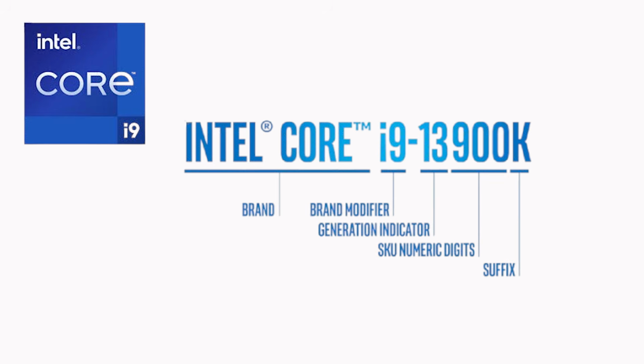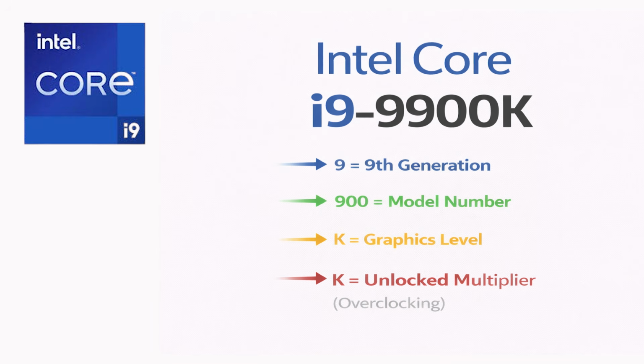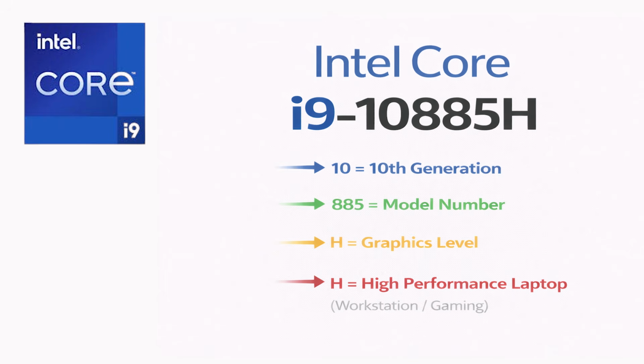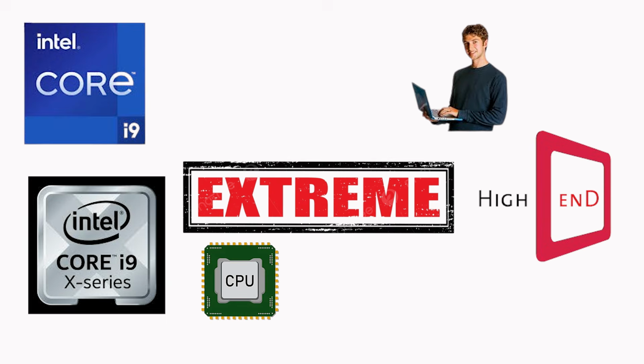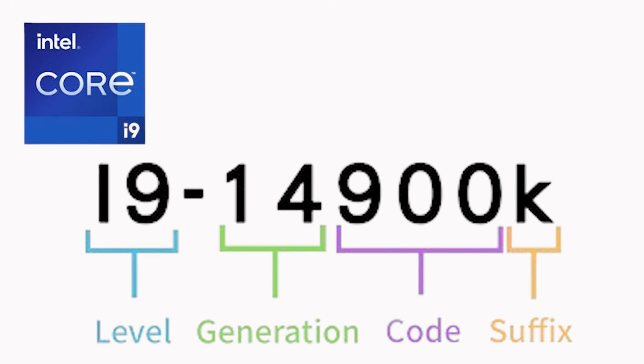Now, one important thing is the letters at the end of the CPU name. The K means the CPU is unlocked for overclocking and maximum performance. The F means no built-in graphics, so you need a graphics card. The H means high-performance laptop CPU for powerful gaming laptops. So in short, Core i9 is an extreme high-end processor for professionals and enthusiasts, and the suffix letters tell you how powerful or efficient that CPU is.